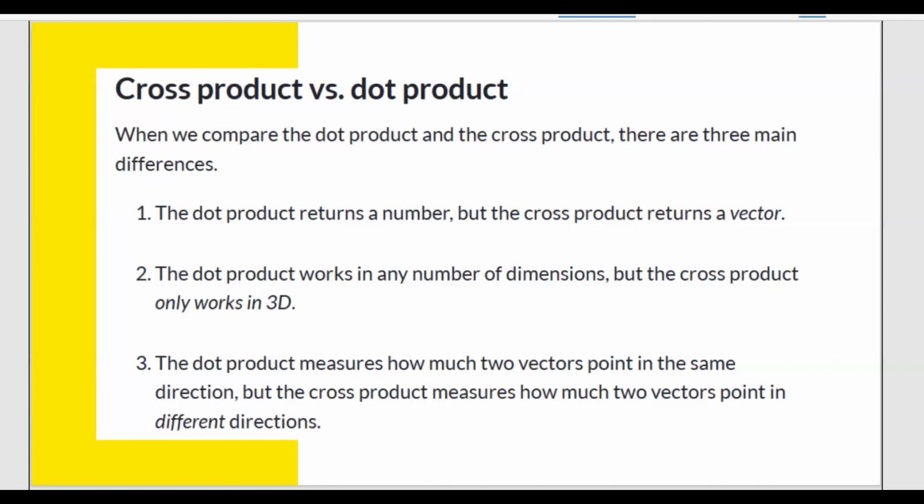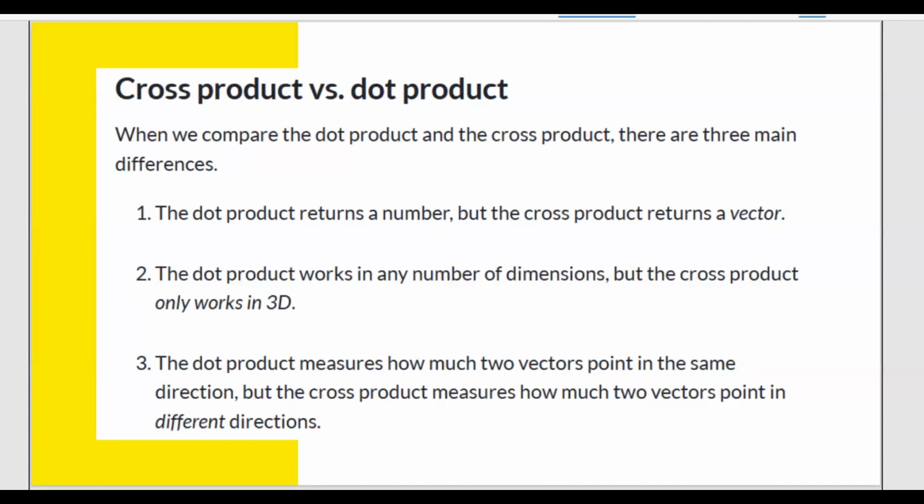Number two, the dot product works in any number of dimensions, and the cross product only works in 3D. And the reason is because in 2D, for the cross product, there is a limited chance to have a vector perpendicular to a given pair of vectors. And in 4D or more dimensions, there are an infinite number of vectors perpendicular to a given pair of vectors. So that's why we only use cross product in 3D.